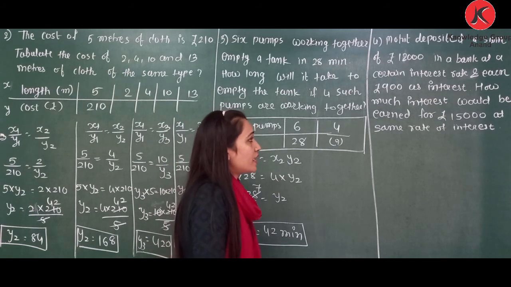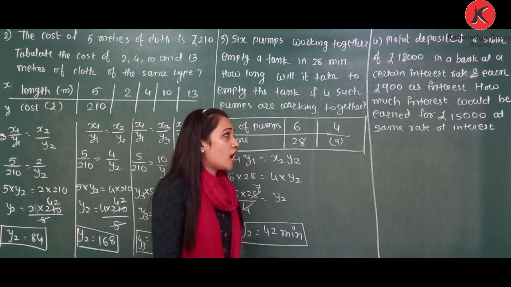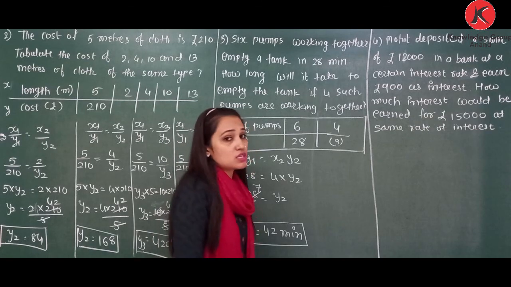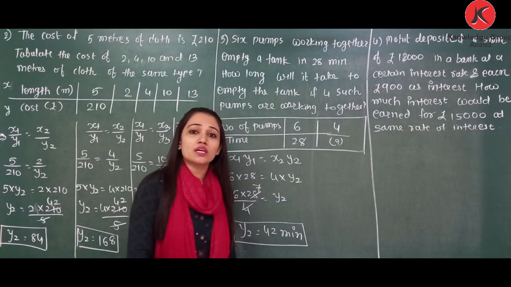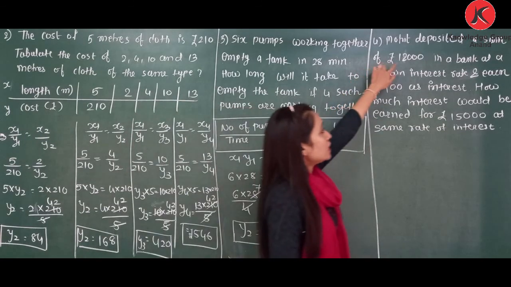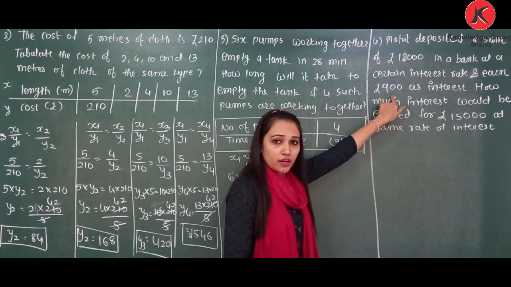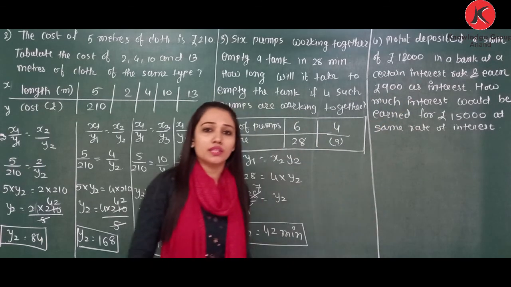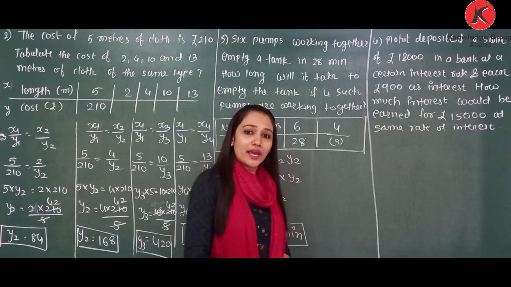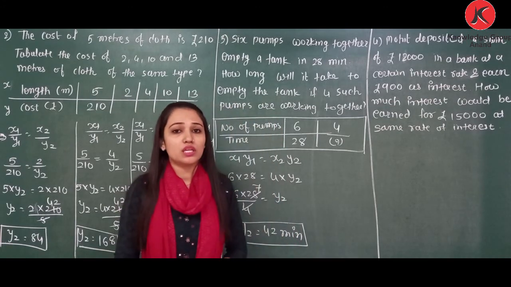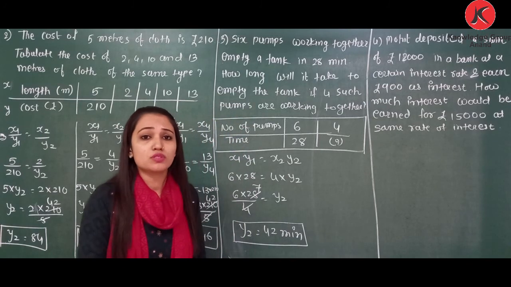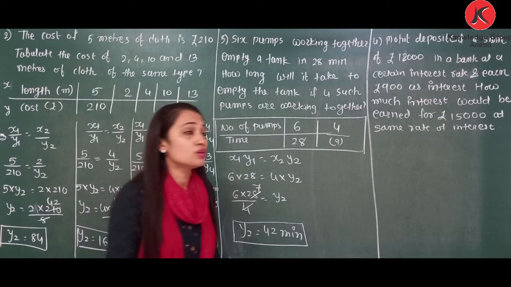rupees 900 as interest. How much interest would be earned for 15,000 at the same rate of interest and same time? Here we consider that the rate of interest and time are the same. If money is 12,000, interest is 900. So if we deposit more money, then we get more interest. So these are in direct proportion. If money deposited increases, then interest will also increase. If deposited money decreases, then interest also decreases.